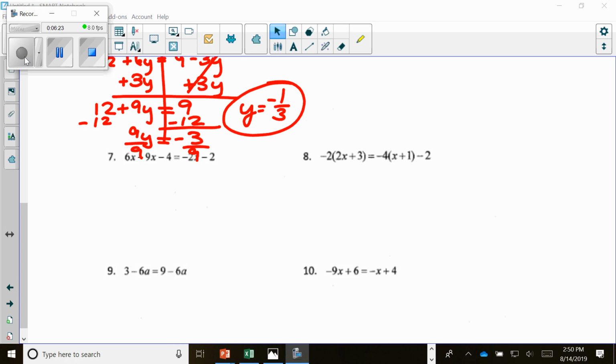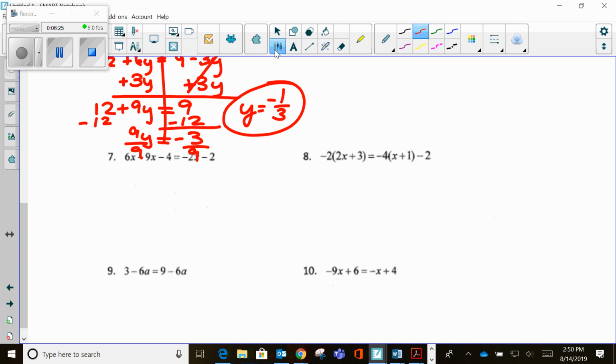And starting our last problem for the day is number 8. We have negative 2 times (2x plus 3) equals negative 4 times (x plus 1) minus 2. First question, do you use the distributive property? Do you have parentheses? Yes. So I'm going to distribute negative 2 times 2x is a negative 4x. Negative 2 times 3 is a negative 6.